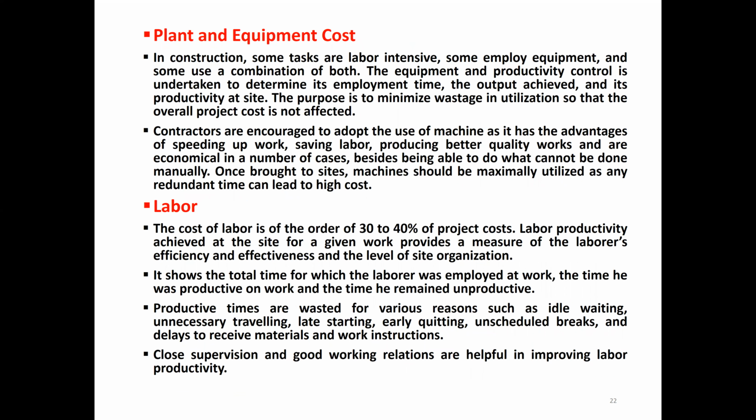Again, plant and equipment cost. In construction, some tasks are labor intensive, but some employ equipment and some use a combination of both, like equipment and labor. Equipment and productivity control is undertaken to determine its employment time, output achieved, and its productivity at site. The purpose is to minimize wastage in utilization so that the overall project cost is not affected.